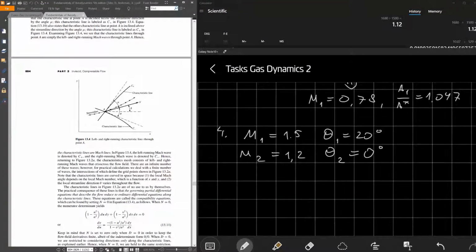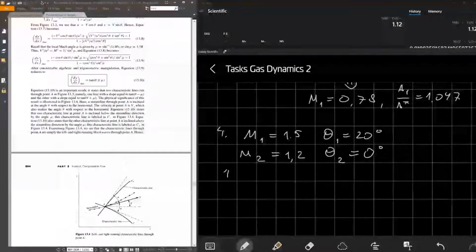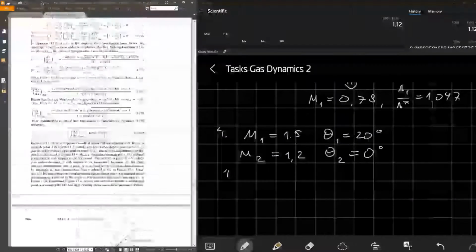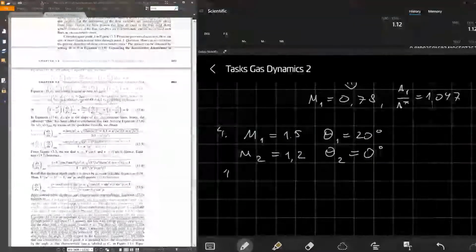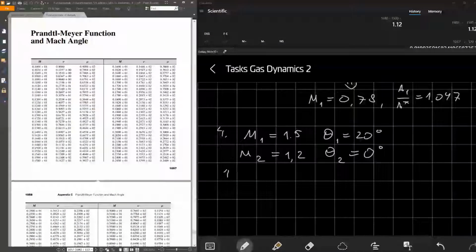From line 1 we will start. The line starting from point 1 goes down right here. It will be calculated as theta minus mu. My theta is 20 degrees, as I told you, and mu can be found either from the formula, because it's the Mach angle, or from appendix C of the book. Here it is, depending on the value of the Mach number, which is 1.5 in our case. Let's see where it is.